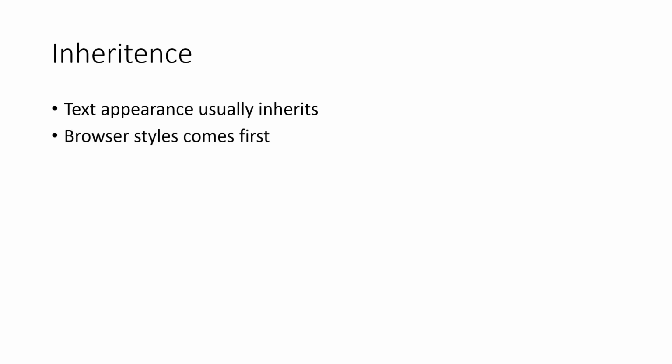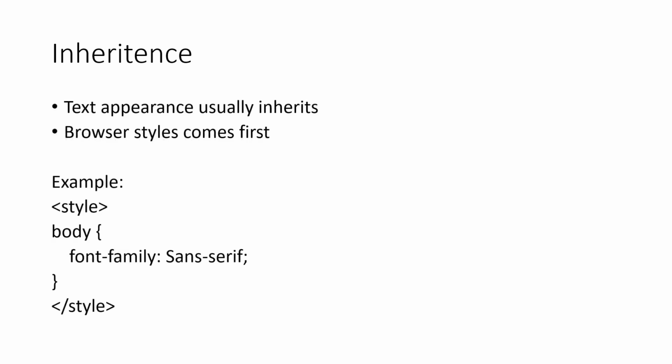Next, if we have default browser styles like on h1, those will come first. So if we specify font size equals 16 pixels on body, our headings are still going to be large because browser styles come before our inherited styles. And last, we have an example. If we want to give our entire website a different font, we simply need to specify that style on our body and our entire website is going to have that font automatically.